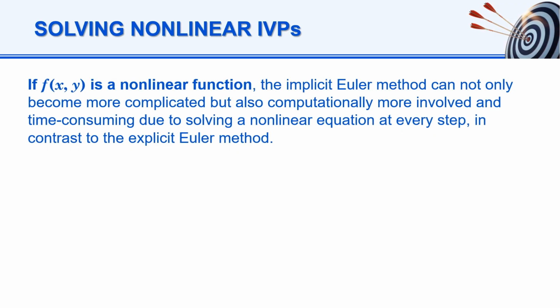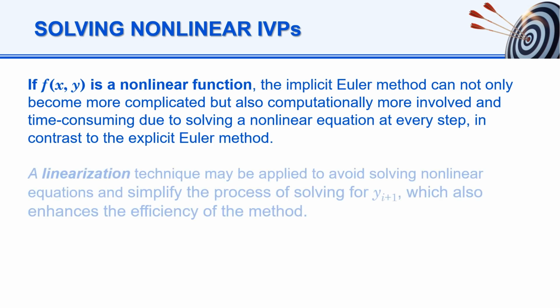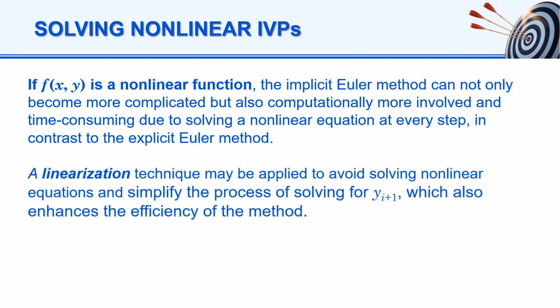If f(x,y) is a nonlinear function, the implicit Euler method can not only become more complicated but also computationally more involved and time-consuming due to solving a nonlinear equation at every step, in contrast to the explicit Euler method. A linearization technique may be applied to avoid solving nonlinear equations and simplify the process of solving for the current step value y_{i+1}, which also enhances the efficiency of the method.